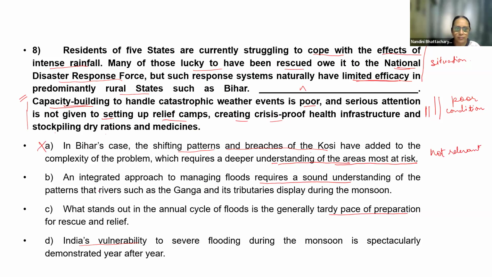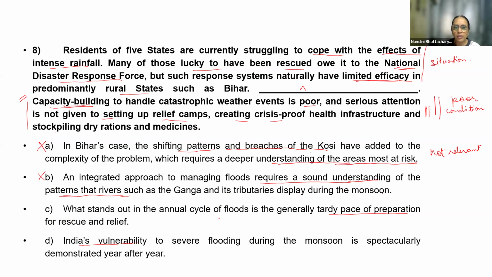So we eliminate. If we look at B, what does it say? It says an integrated approach to managing floods requires a sound understanding of the patterns that rivers such as Ganga and its tributaries display during the monsoon. So this is also more or less similar to the previous one. This is just understanding the patterns of the rivers, which is also not really relevant to what we require.